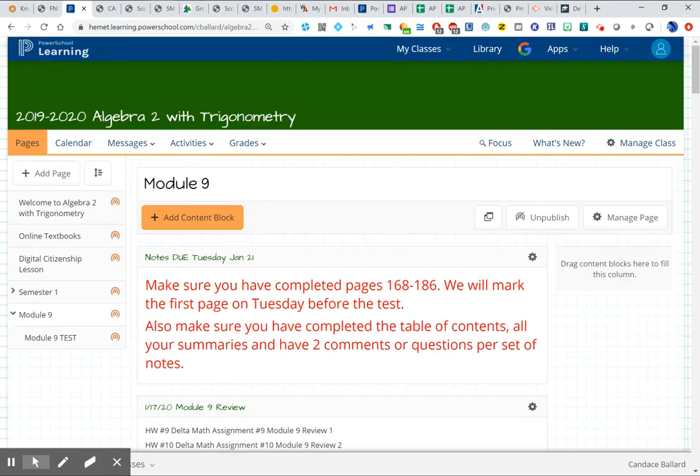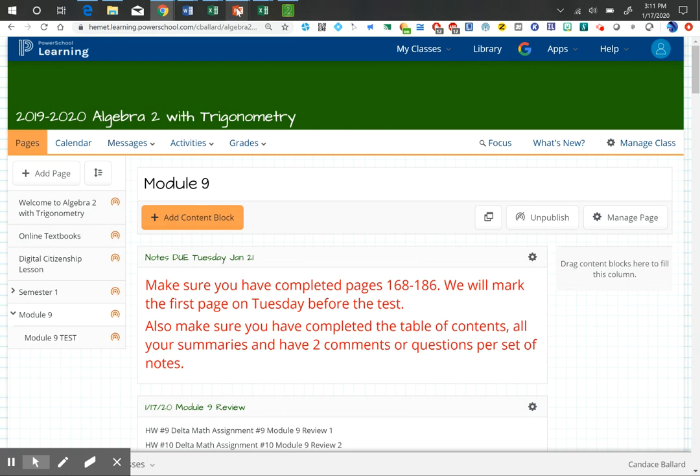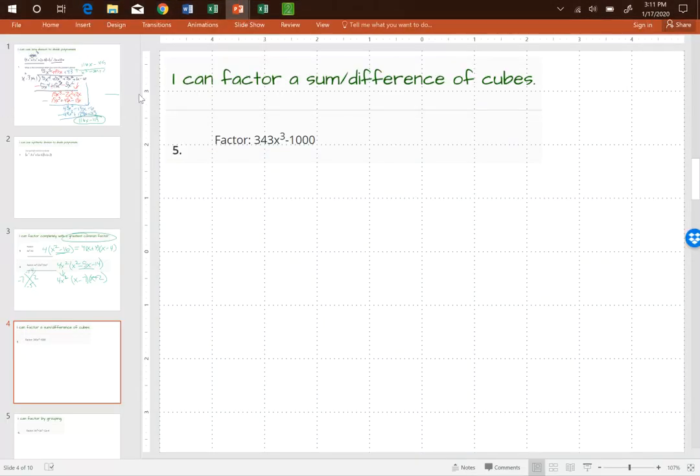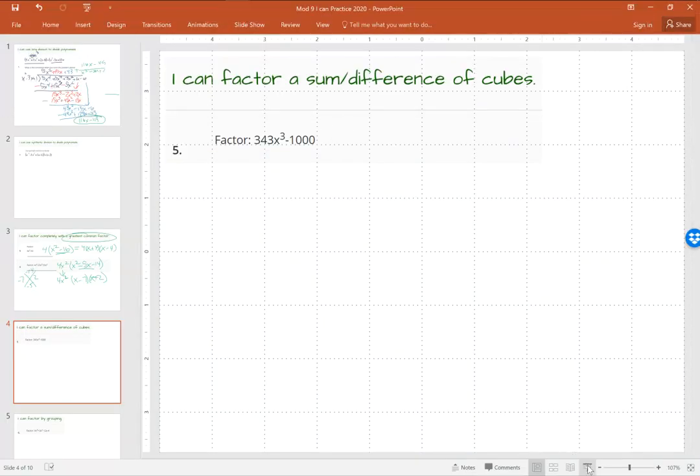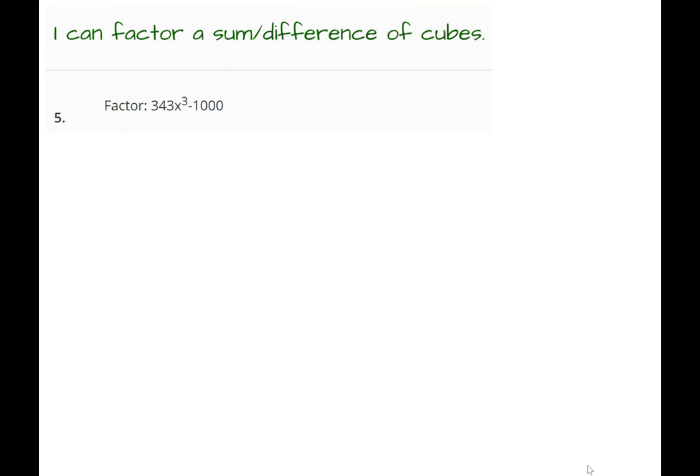2, 9, 11. So I can skip 9 and 11. All right. Okay. So number 5, we have to factor again, and it's in the section where it's talking about factoring sum and difference of cubes.